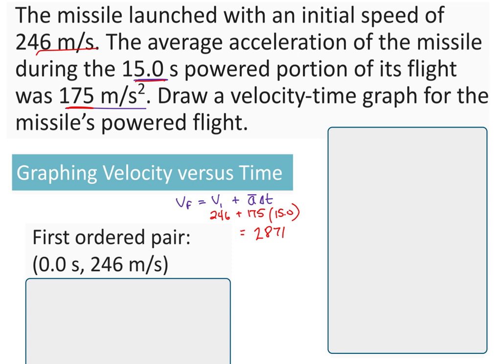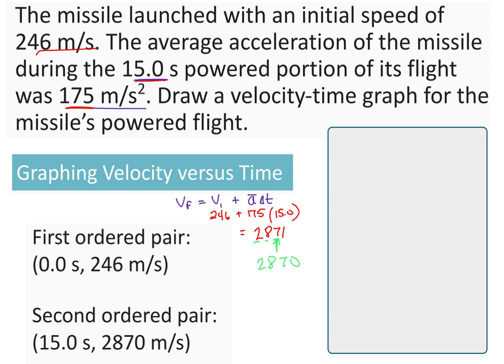When you plug all of that into your calculator, you should get 2,871. Look at my initial problem up here. How many significant digits do I have? All three of the measurements they gave me have 3. How many did I have in my answer? 4. I only need 3. So I am going to look at 1, 2, 3. This is my significant digit place, so I'm going to round at this place right here. 2,870 is what I'm going to use there. And now I have my second pair: 15 seconds, 2,870 meters per second is my second velocity.